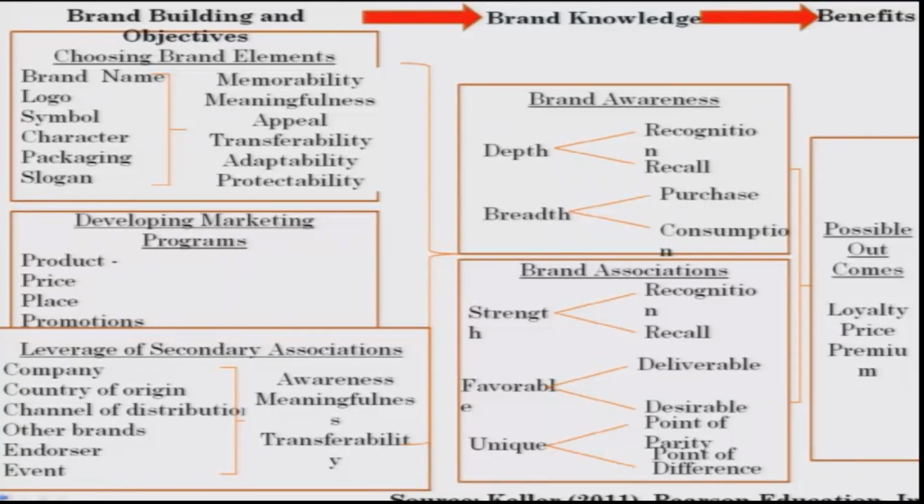Then we have talked about marketing programs, how the 4 P's or the marketing mix reinforces the certain kind of brand positioning that we are trying to achieve. Then the secondary associations we talked about with certain examples, how the company, country of origin, or channel of distribution evoke certain kinds of images, and by associating your brand with those associations, you leverage that image to your brand, and that helps you in creating brand awareness and brand image.